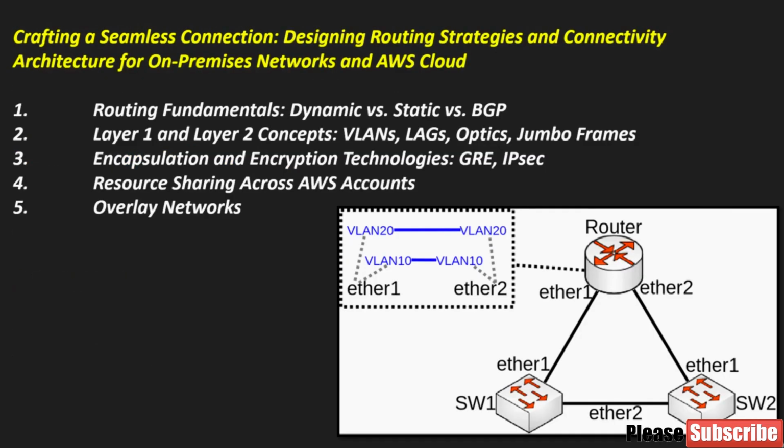The next part, we need to talk about crafting a seamless connection. What are the designing routing strategies and connectivity architecture on on-premises networks and the AWS cloud?